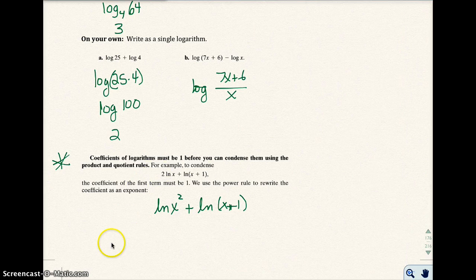So now the coefficient here is 1. The coefficient of the first term must be 1, and that's what I have right here. But now I have the sum, so I can now use the product rule. So I have the natural log of x squared times x plus 1.